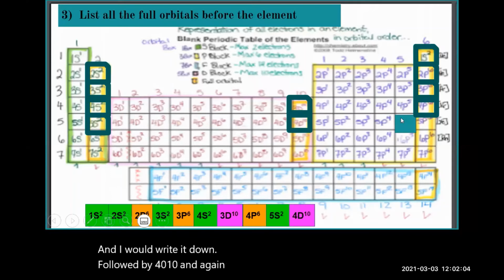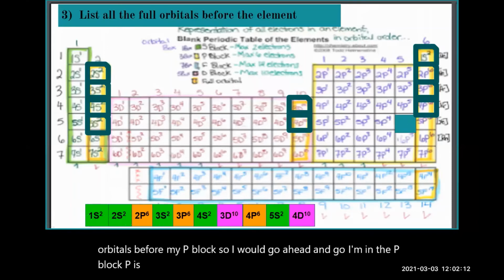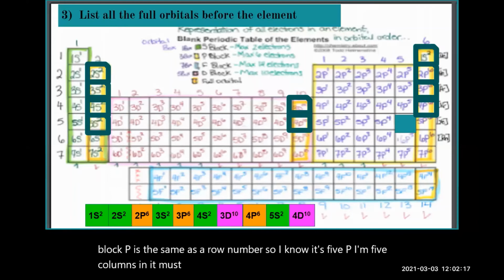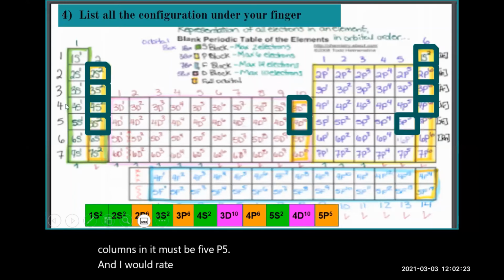And I have no more full orbitals before my P block, so I would go ahead and say, I'm in the P block. P is the same as the row number, so I know it's 5p. I'm 5 columns in, so it must be 5p5. And I would write 5p5 down.